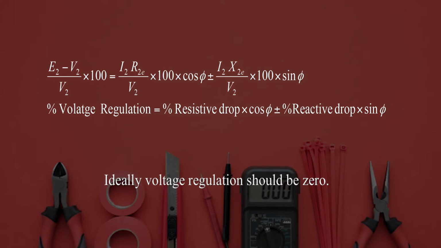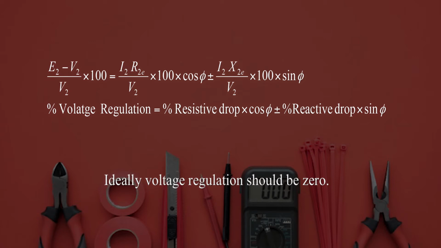So you can see the left hand side is E2 minus V2 into 100 upon V2, which is the percentage voltage regulation. And on the right hand side, the first part is the percentage resistive drop multiplied by cos phi, and the second term of the right hand side can be written as the percentage reactive drop into sin phi.